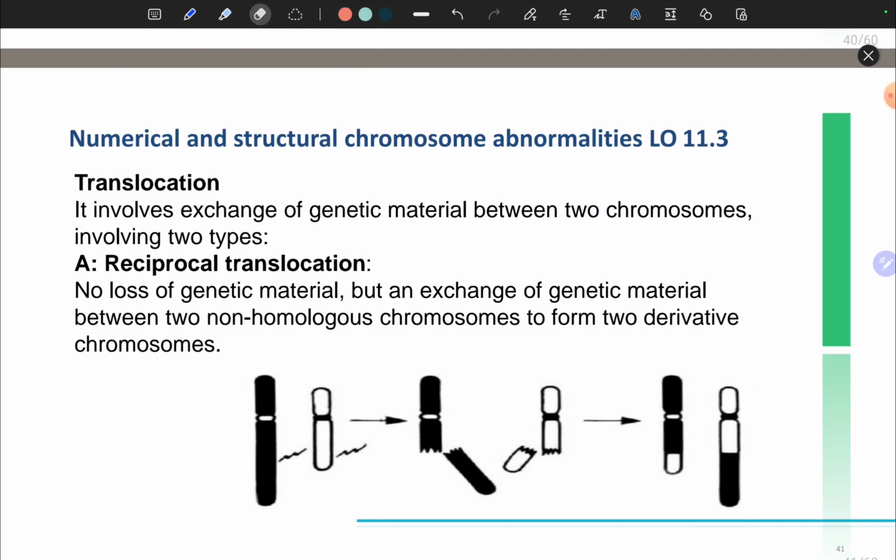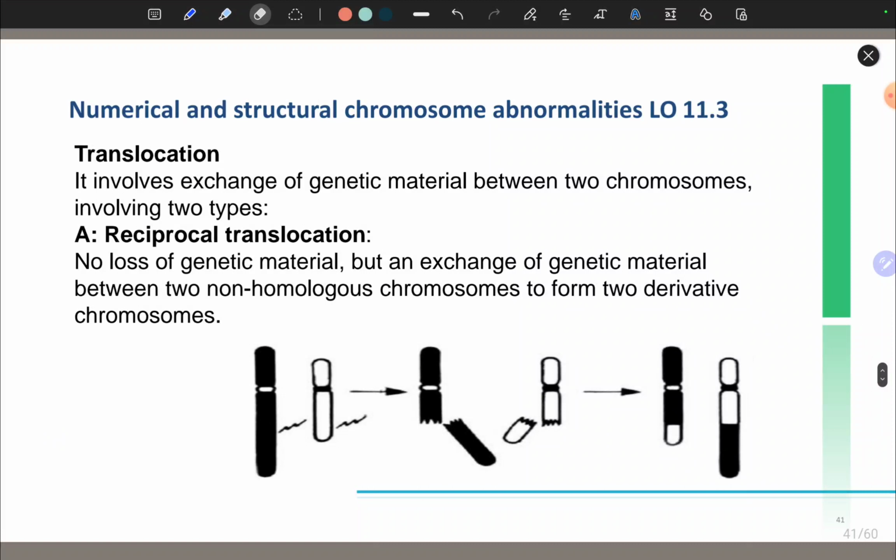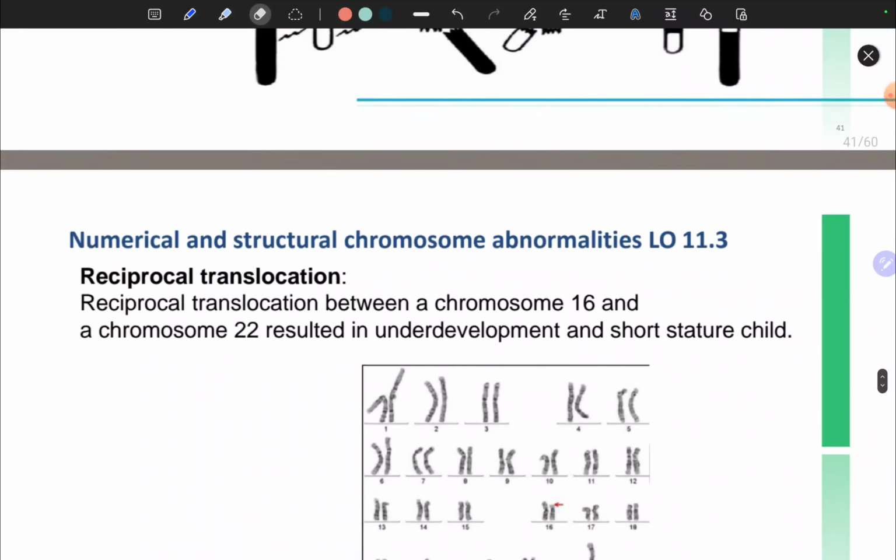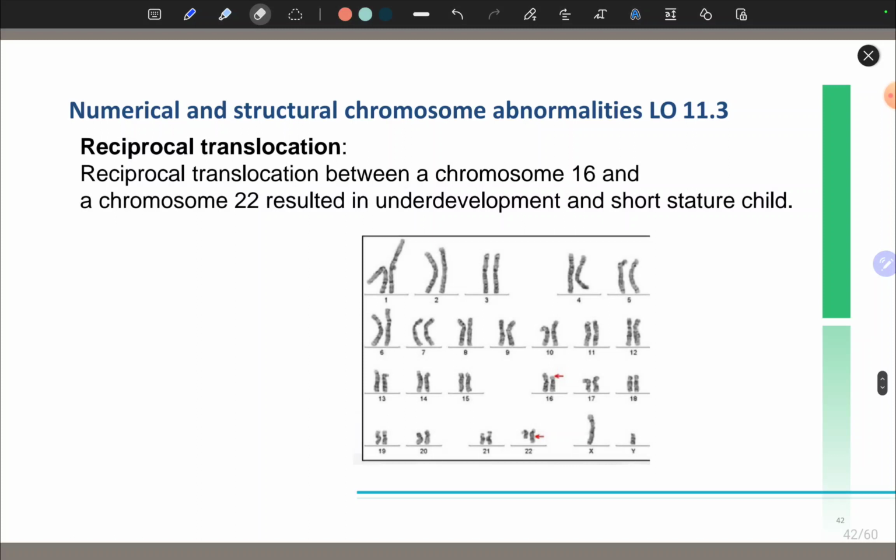This may occur sometimes between homologous or sometimes non-homologous chromosomes. Also, we have different types: reciprocal, which is no loss of genetic material, and you can see here, this is a reciprocal translocation between chromosome number 16 and chromosome number 22, resulting in underdevelopment and a short stature child.